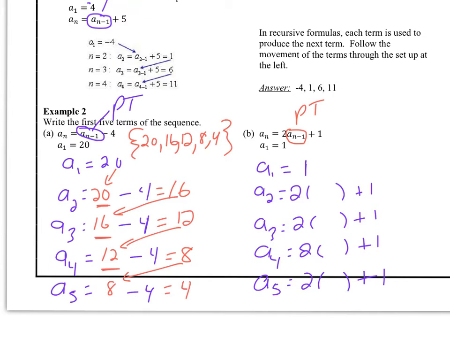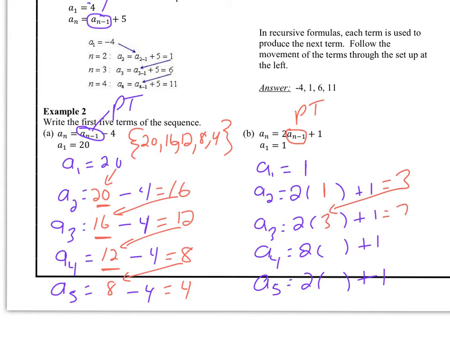All right, so moving on. We need to plug in the previous term. So the previous term to a sub 2 is 1. So plug it in: 2 times the 1 plus 1. On a good day, that's 3. A sub 3 is 2 times the previous term. The previous term is 3, so 2 times 3 plus 1 is 7.